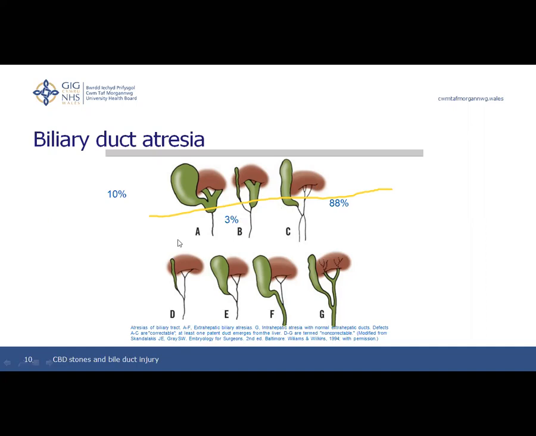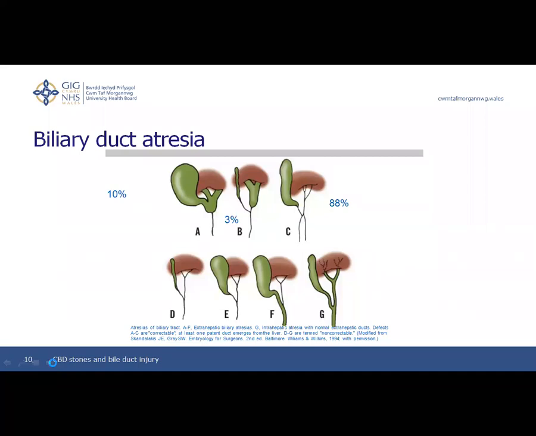Okay. And the second row shows D, E, F, and G. These types have atresia of all these types. You can see all these types have atresia, and there is an atresia which extends into the intrahepatic region. So when there is atresia of the intrahepatic biliary tree, the surgery is not possible, and these patients will be helped with liver transplantation.